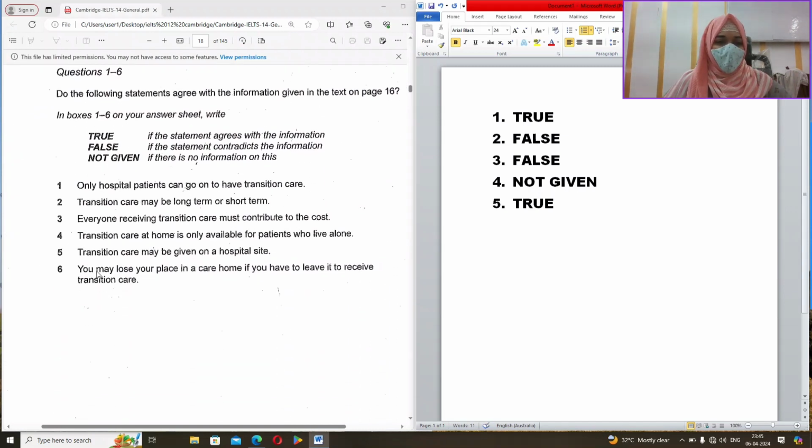Now look at the sixth one. You may lose your place in a care home if you have to leave it to receive transition care.